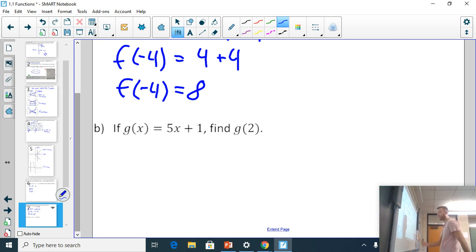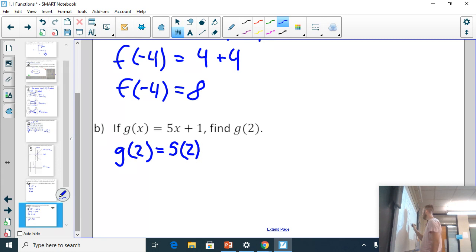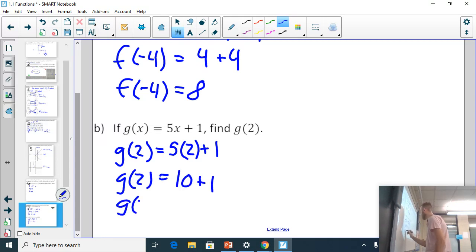And let's just do the same thing, except now we have g of x, and we want g of 2. So we've replaced x with 2, and so I'm just going to do the same thing in this equation. I see a 5, there's an x, and then plus 1. And so then g of 2 equals 5 times 2, which is 10, plus 1. So g of 2 equals 11.